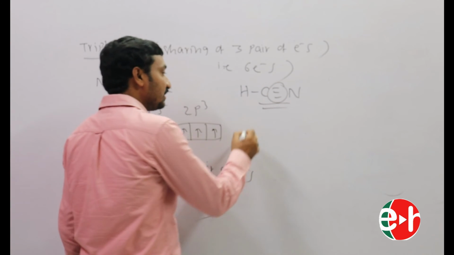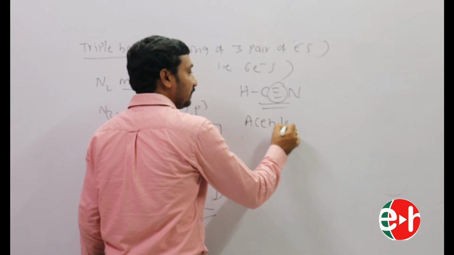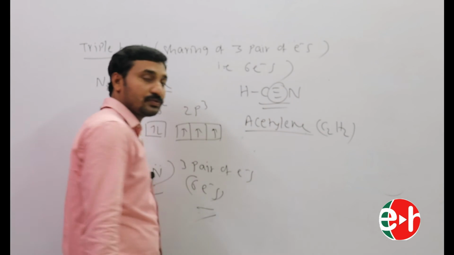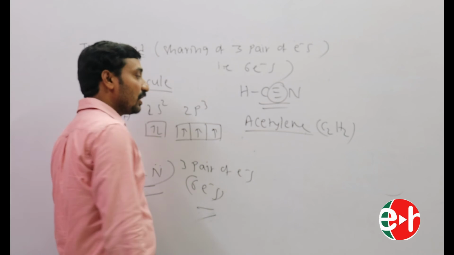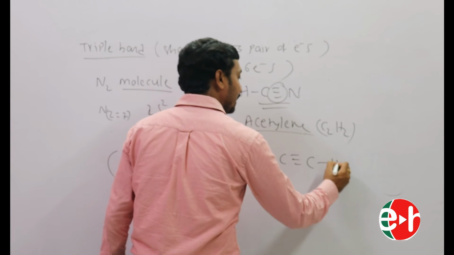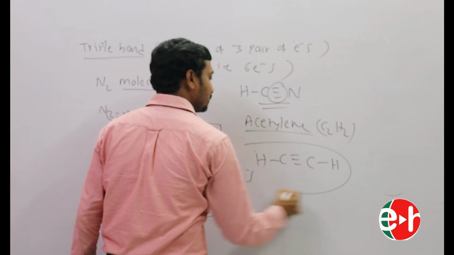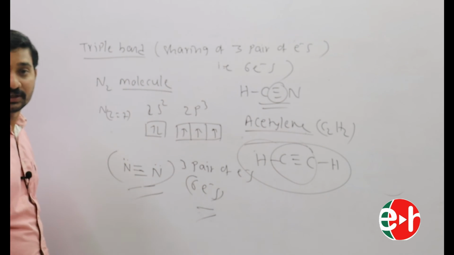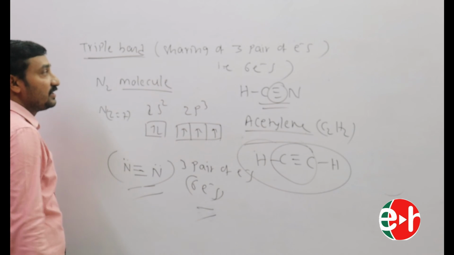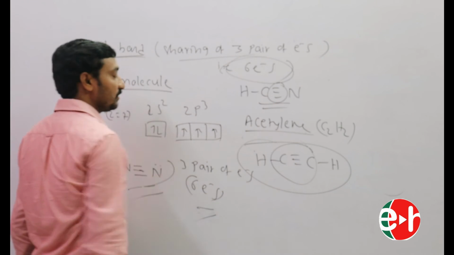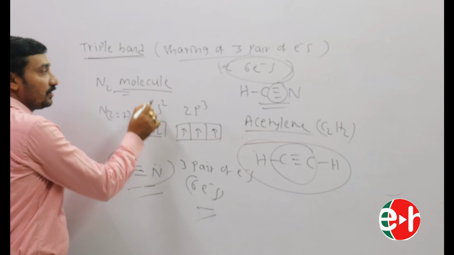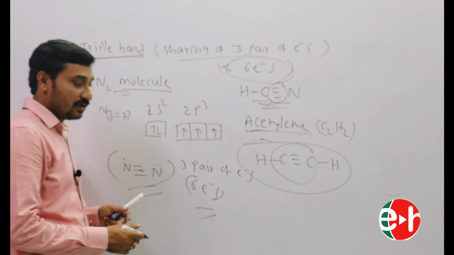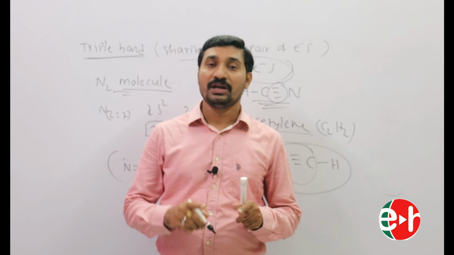Next, acetylene. Acetylene formula: C2H2. In acetylene also there is a triple bond between two carbon atoms and single bonds between carbon and hydrogen. This is the structure of acetylene. So a triple bond is formed by sharing of 3 pairs of electrons, that is 6 electrons between two atoms. Examples: N2 molecule, HCN, acetylene. So these are the formation of single bond, double bond and triple bond.